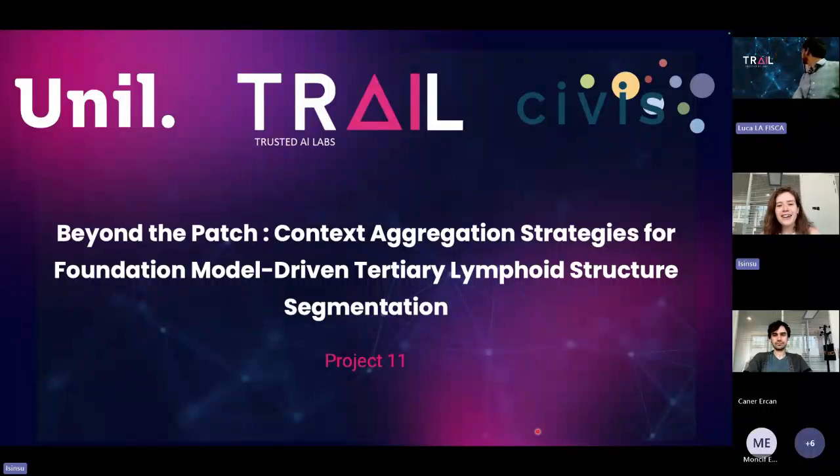Thank you. Hi, everyone. My name is Isinsu. Today, I'll walk you through our project on tertiary lymphoid structure segmentation using foundation models, which tackles an important problem in computational pathology.